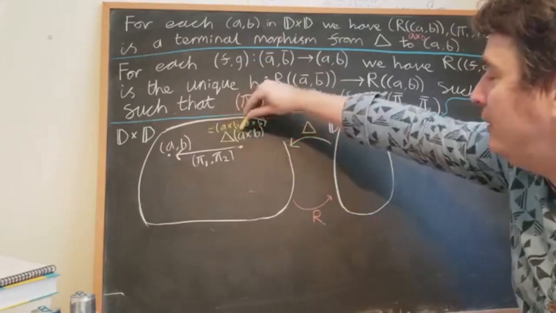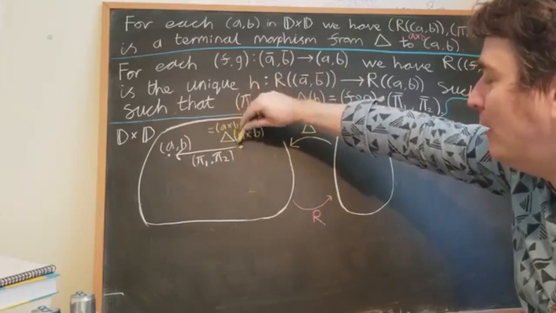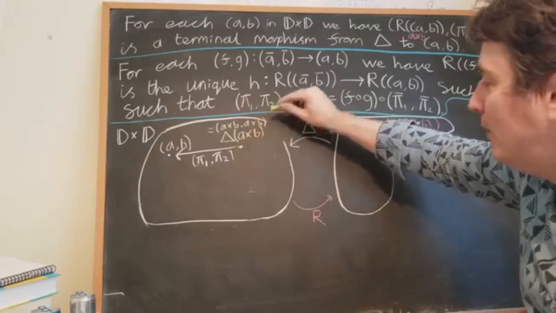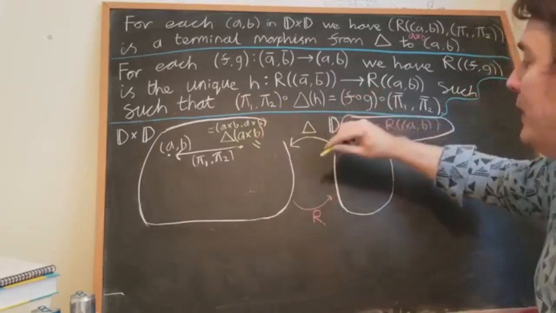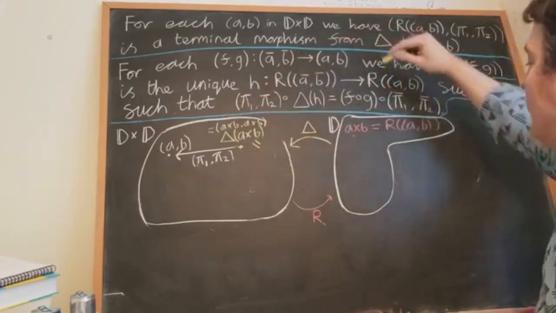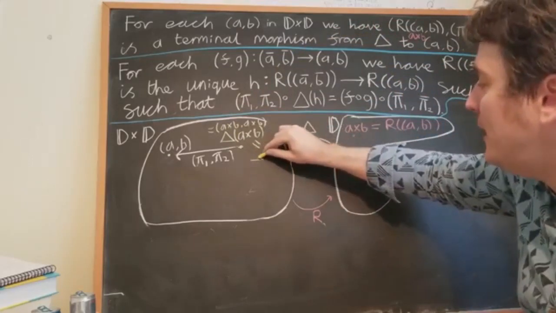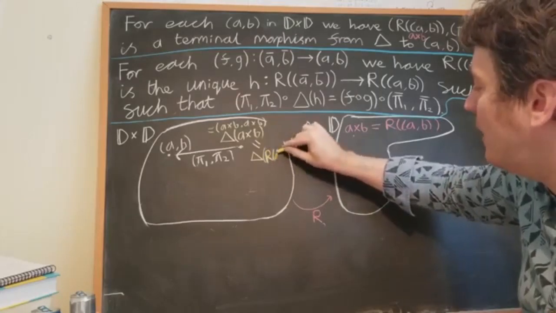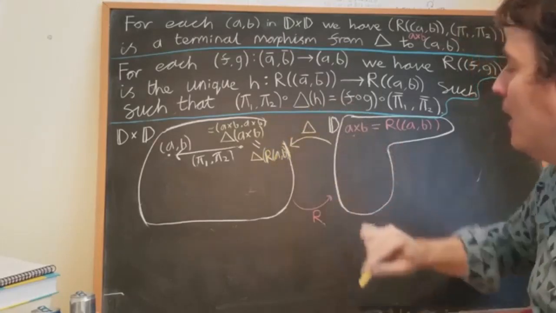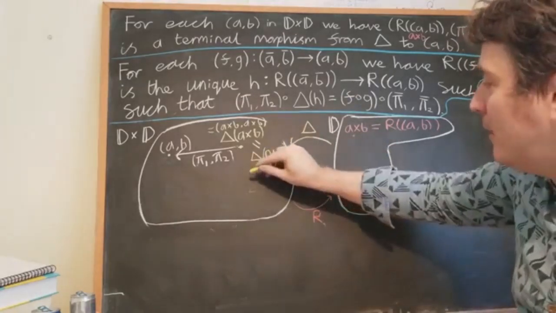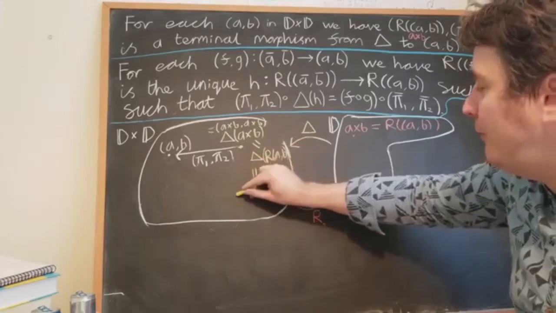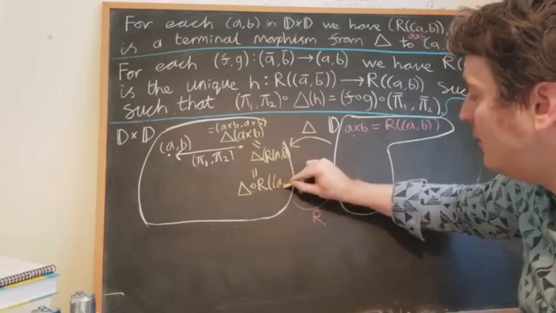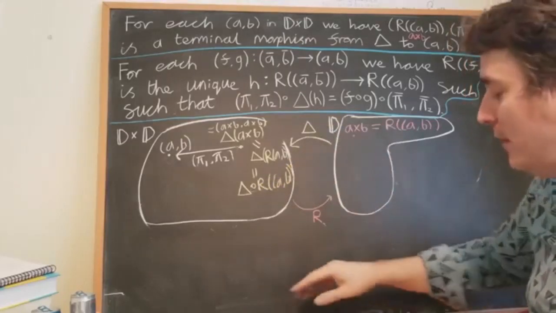But it does mean that we have another way to talk about what this object is here. And so this now has another name as well. So this is what we get when we operate this delta, this diagonal functor on this thing. So we could also call it delta of R of A comma B. I actually prefer to call it delta after R operating on A comma B, because it's a bit cleaner. It means the same thing, okay?